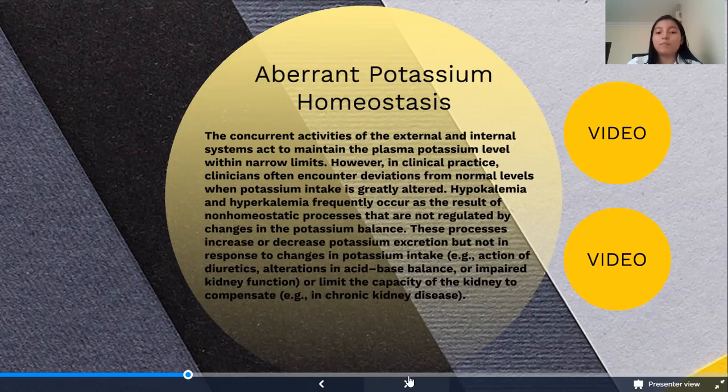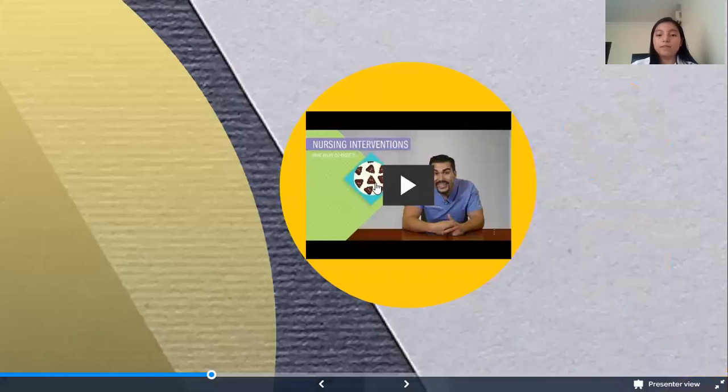Hypokalemia and hyperkalemia frequently occur as a result of non-homeostatic processes that are not regulated by changes in potassium balance. These processes increase or decrease potassium excretion, but not in response to changes in potassium intake. For example, the action of diuretics, alteration in acid-base balance, or impaired kidney function, or limits on the capacity of the kidney to compensate, for example, chronic kidney disease. Here are two videos about that.